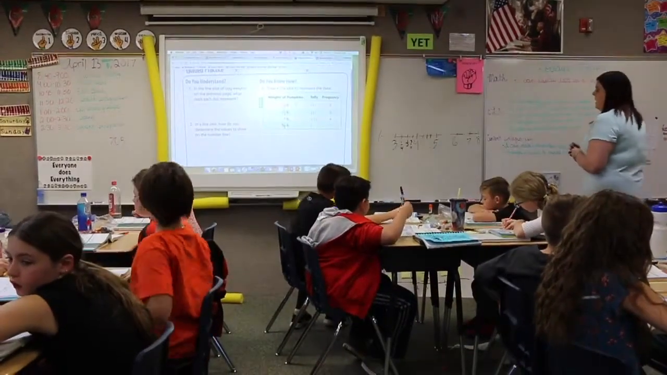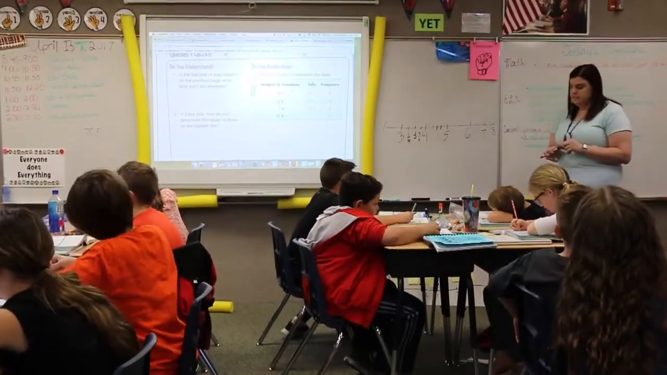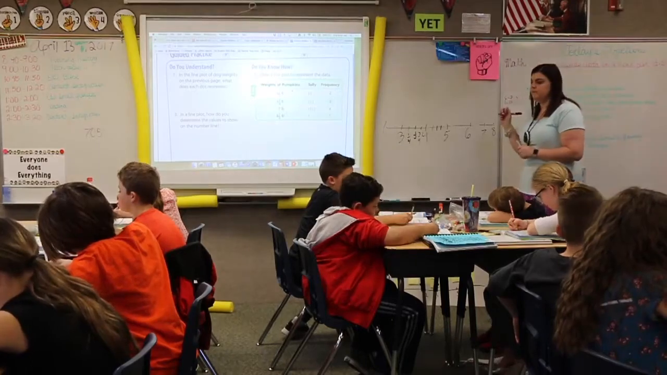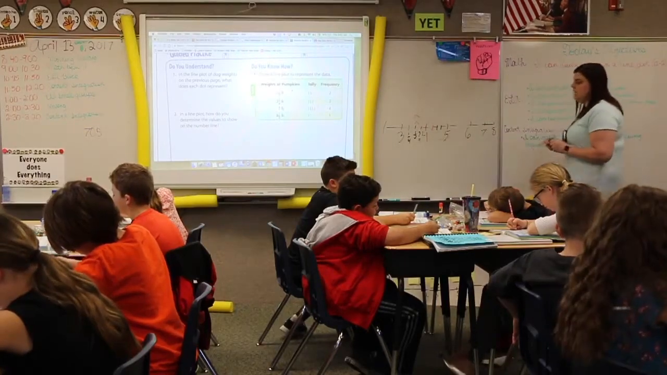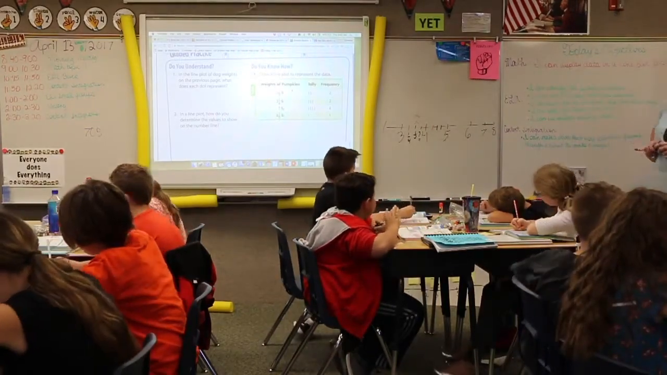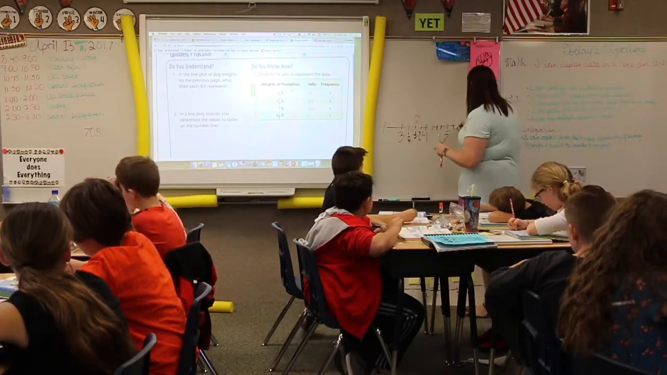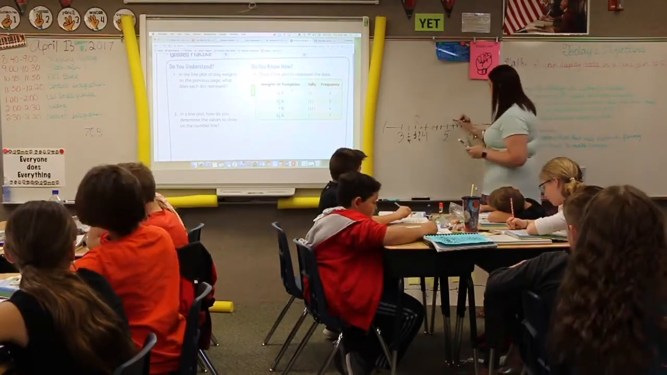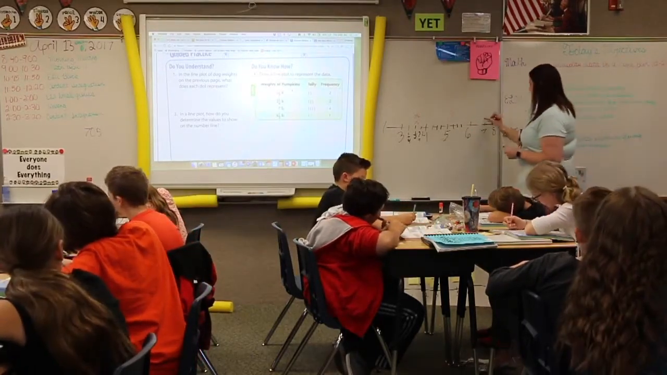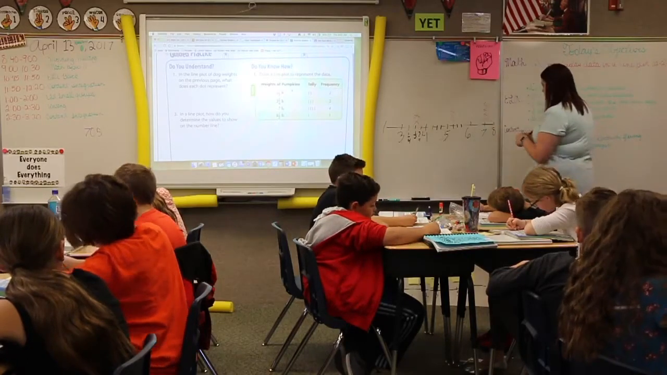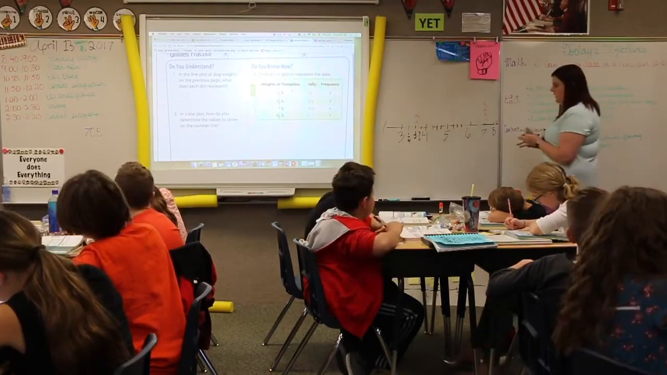Good job. And then we need to plot our data. So, how many pumpkins weigh 3.5 pounds, everyone? Two. So, I'm going to put my two X's over 3.5 pounds. How many pumpkins weighed 5 1/4 pounds? Three. One, two, three. How many weighed 7 pounds? Four. Run out of room. And how many weighed 8 pounds? One.